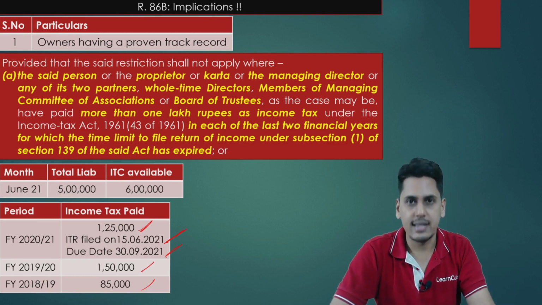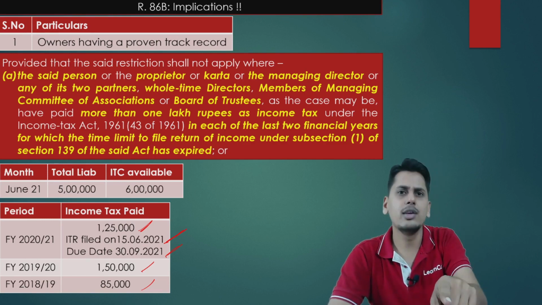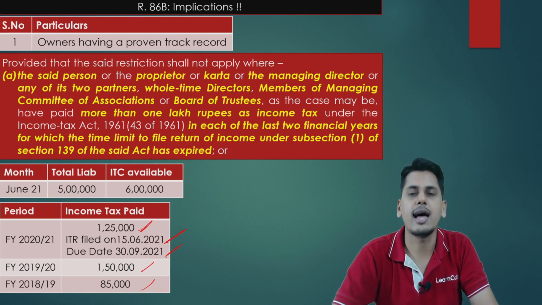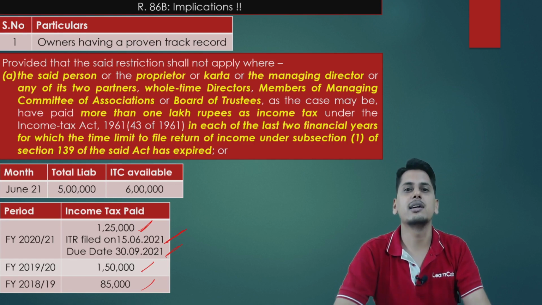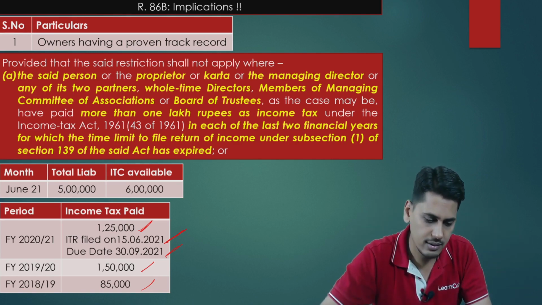Technically, the wording says which two financial years are you supposed to take? Does it say you take those two financial years for which income tax return is filed? The answer is no. It tells you take those two financial years for which the due date to file income tax returns under 139 subsection 1 has expired.